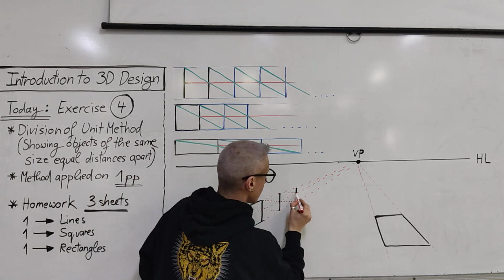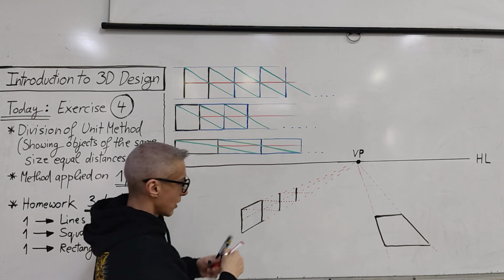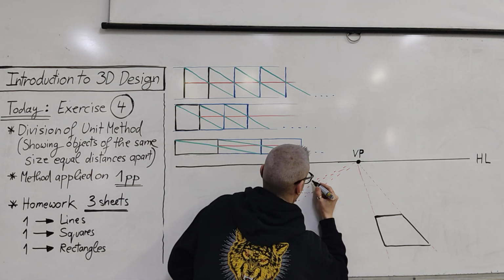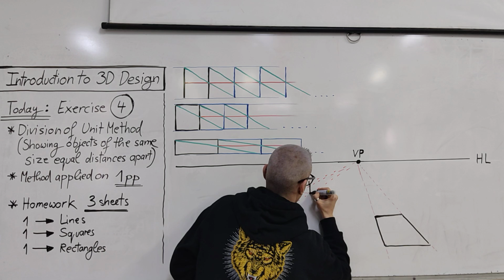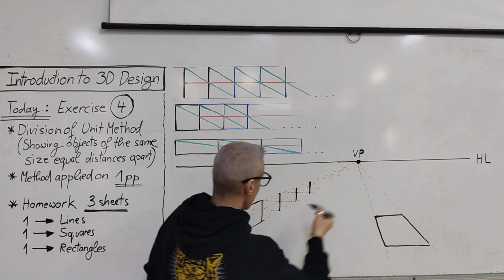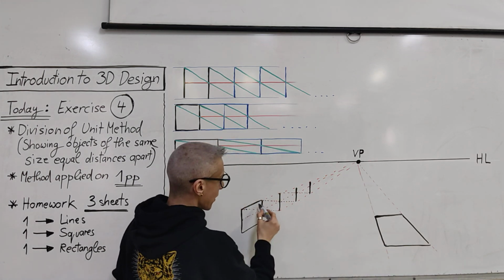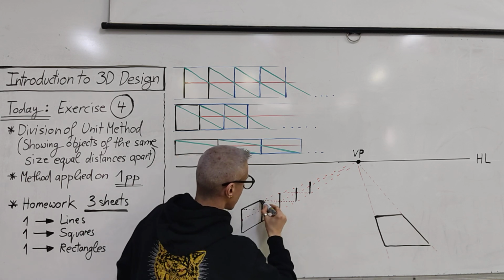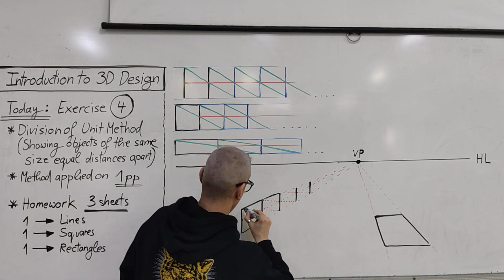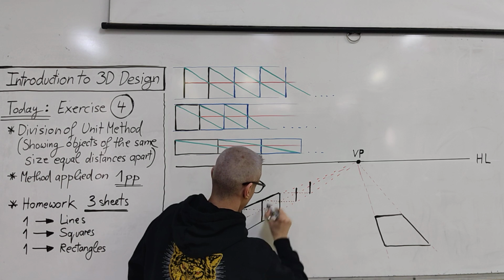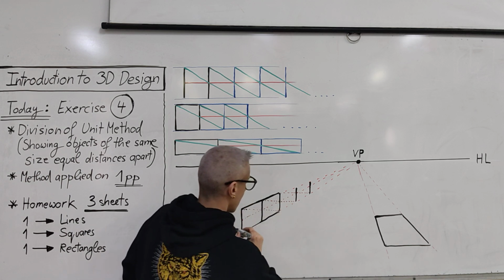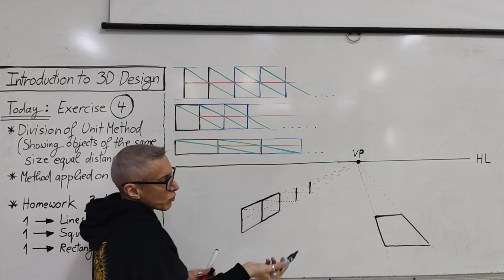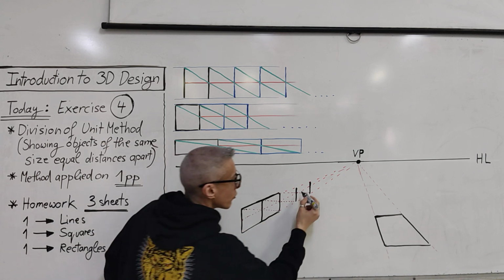From this point through this point, and so on, okay? Now, if I want the second square, I can just draw the line here, continue. Now, this square, I don't want it. I don't need to draw it.